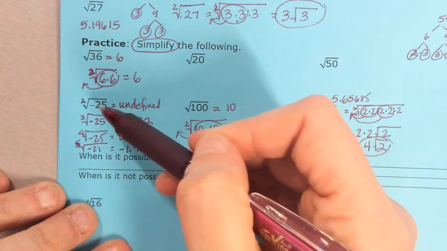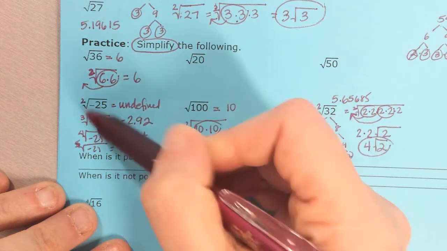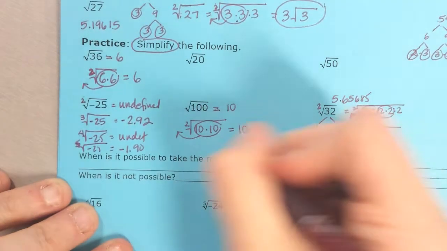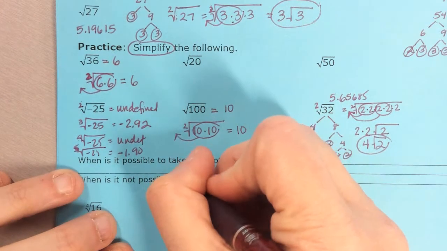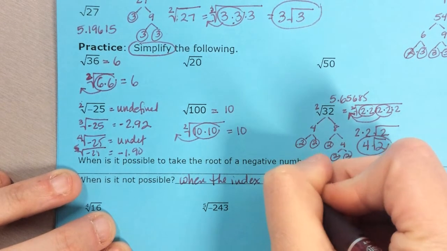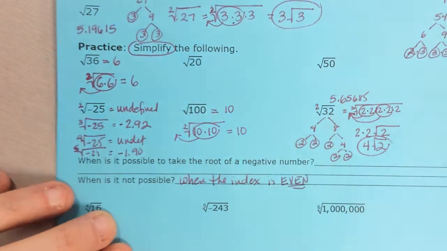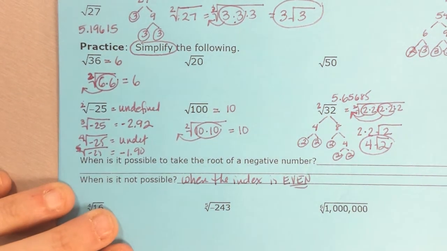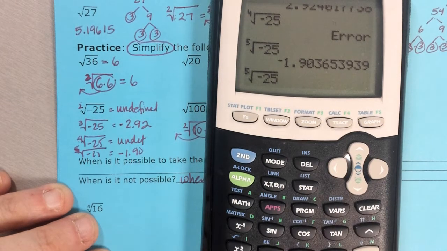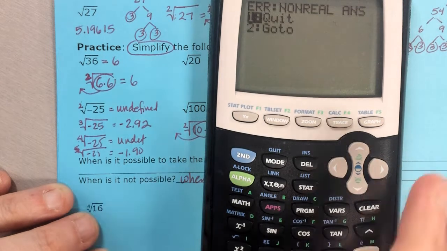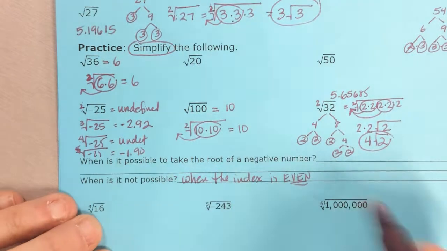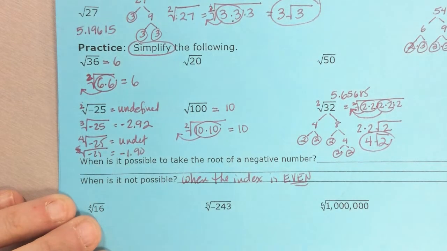So, what do we notice about the ones that were undefined? What do we notice about their index? Well, their index is even. Meaning divisible by 2. Okay? Well, let's just make another number up. So let's pick another number that's divisible by 2. So let's see, 32. That's divisible by 2. Didn't work. Gave me an error. Okay? So when the index is even, I cannot take the root of a negative number.